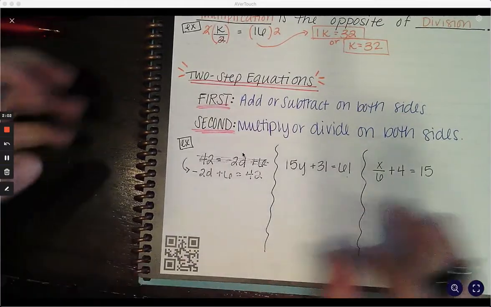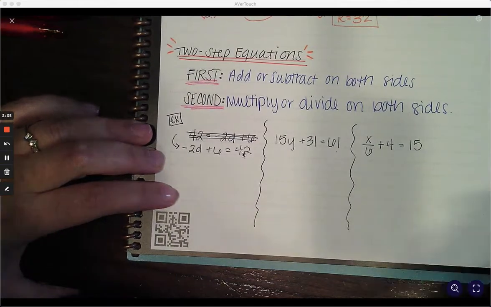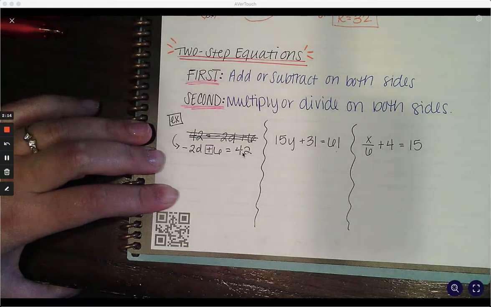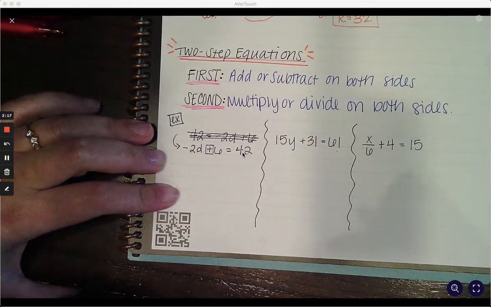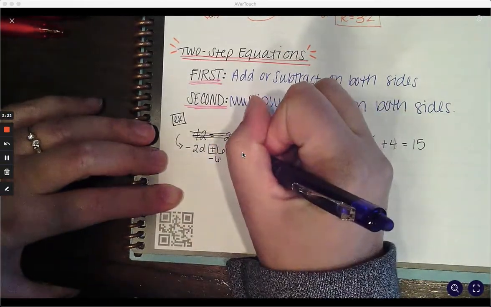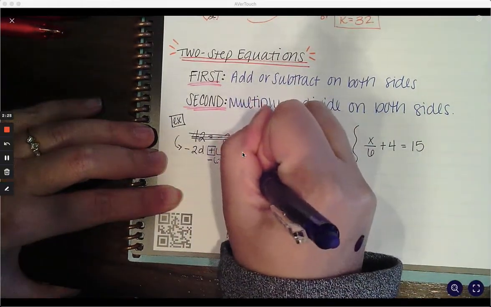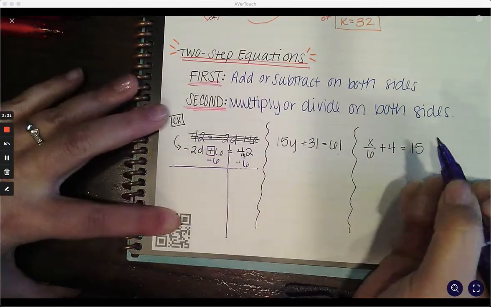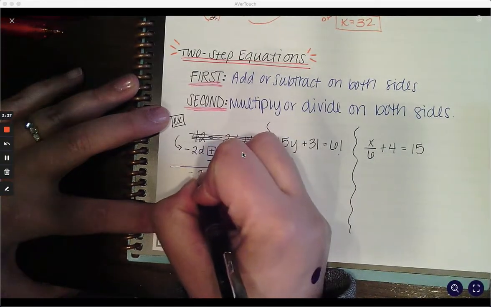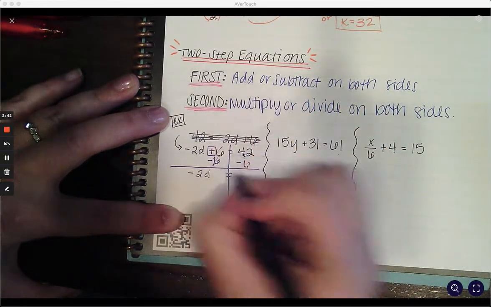Okay, so step one is add or subtract on both sides. The first thing I notice is that we have this plus 6. And like we talked about for our one-step equations, subtraction is the opposite of addition. So if I see this plus sign, I have to subtract. And if I subtract on one side, I have to subtract on the other side. Okay? So these zero out, and on the left-hand side, I am left with negative 2d. And this purple line going straight down, that's going to act as my equal sign.